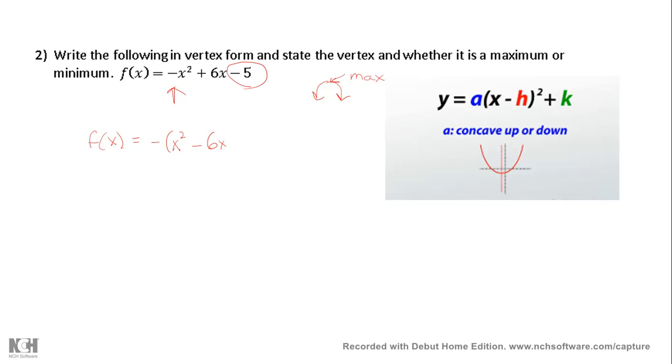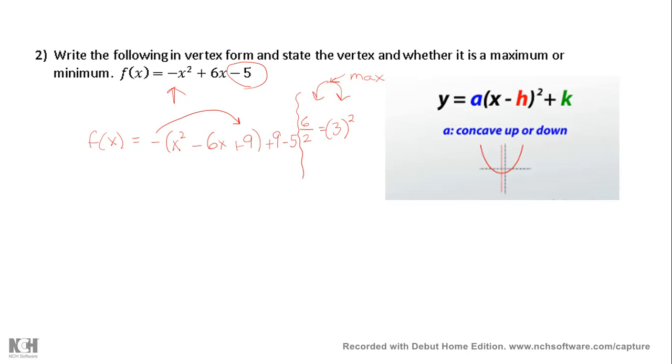What I'm trying to do here is create a perfect square trinomial. So remember how you do that. You have to take that b term, cut it in half, and then square it. So that would be plus 9. But I didn't really add 9 to the equation. I really subtracted 9, or added a negative 9. So I'm going to have to add 9 and then bring down that negative 5.